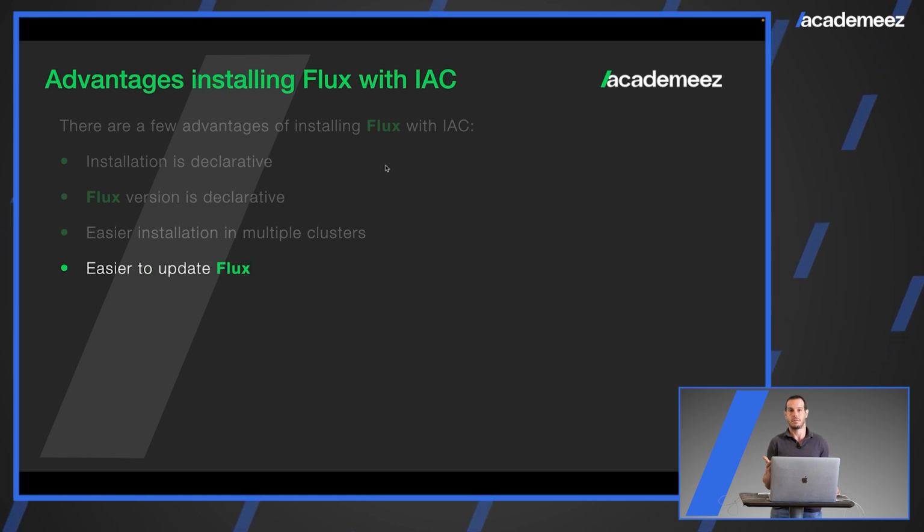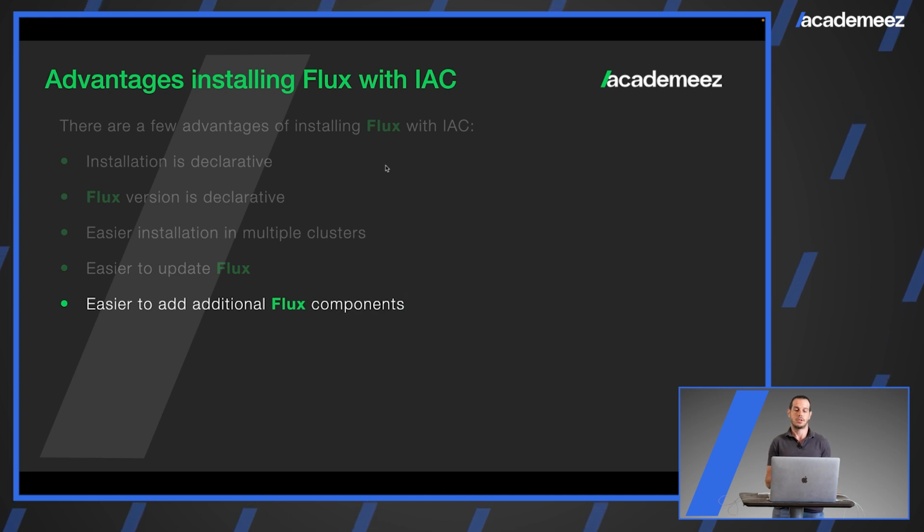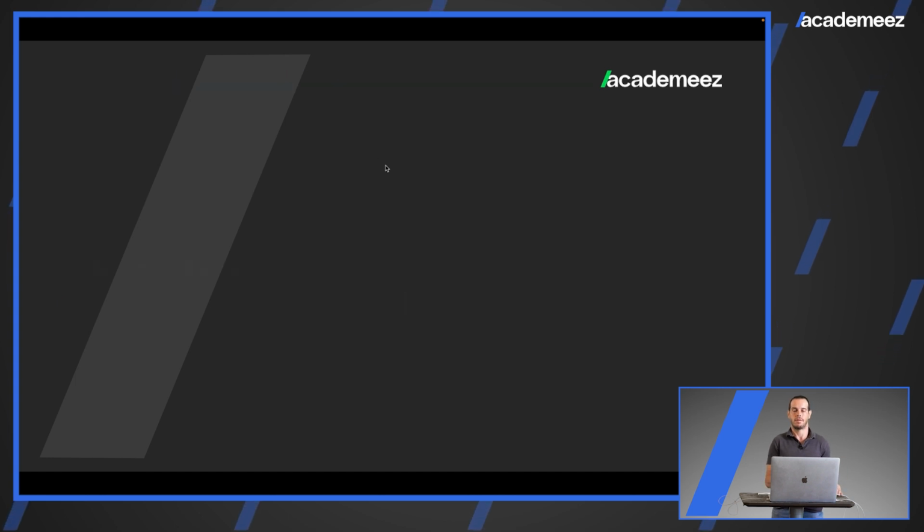Whenever there's a new version of Flux, you want to update Flux in all the clusters that you have. So it makes things easy when they're declarative, easy to update as well. And it's also easier to extend Flux. If Flux has new components that you want to add, it's also declarative and very easy to do in all your clusters.